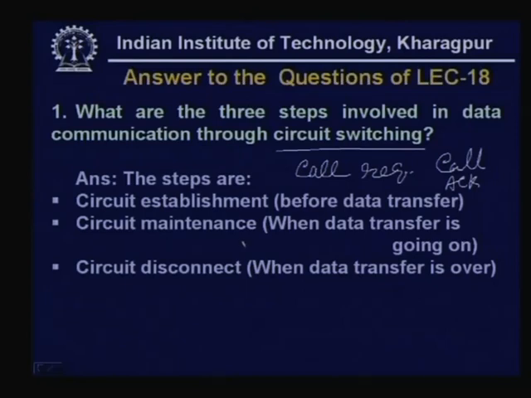Then the circuit maintenance during the data transfer. When the data transfer is going on, that circuit has to be maintained. So, since the circuit has to be maintained for the entire duration, the circuit maintenance operation has to be performed by using suitable signals. Then comes the third step, that is circuit disconnect. When the data transfer is over, that circuit has to be disconnected. So, these are the 3 steps in circuit switching as we have discussed in details.